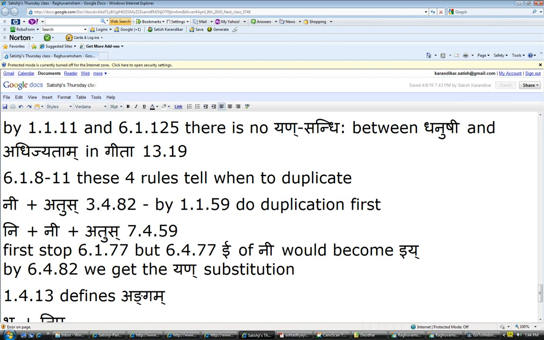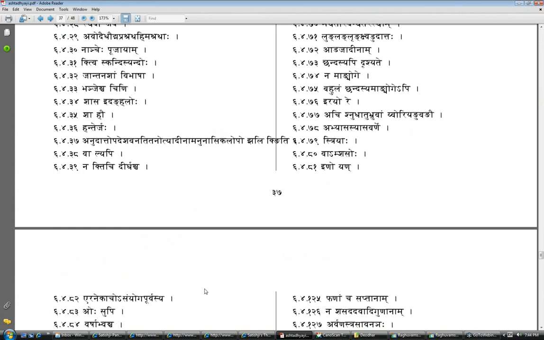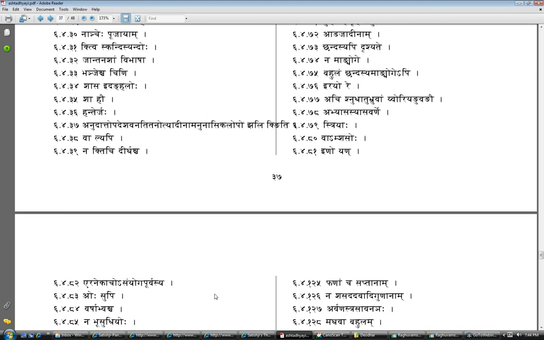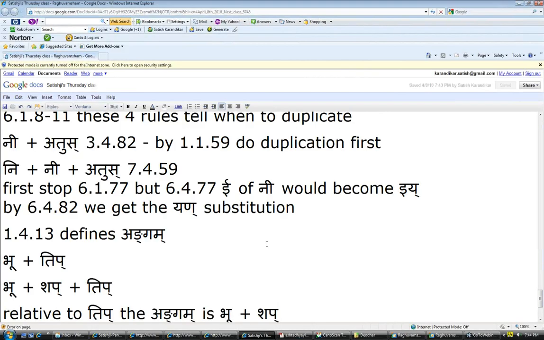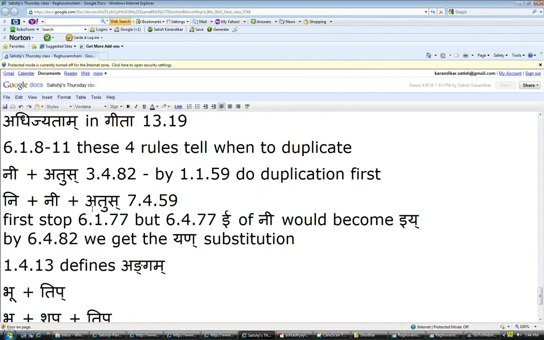Now why is this important? Because remember that we need an anek ach angam. To apply 6482, we have to have an angam which is anek ach. Then only 6482 can be applied. So we have to be sure that our angam is this entire ni plus ni, and not only this ni. But now, how do we get that? Because we prescribed atus for the ni, which is still here. How come this abhyasa is also being included in that?